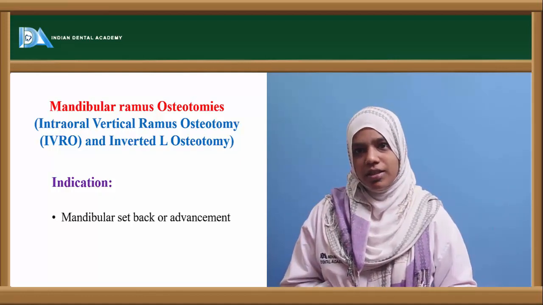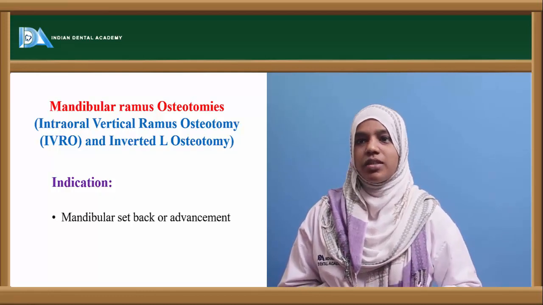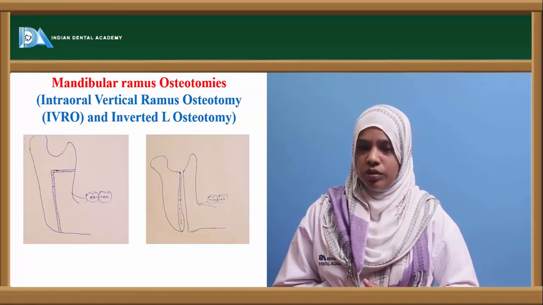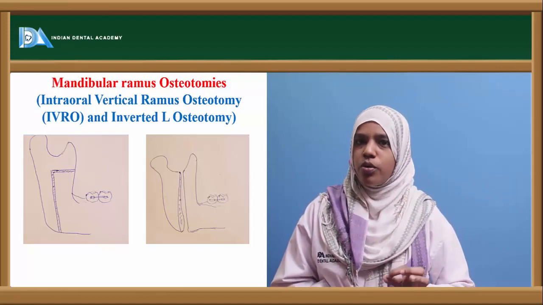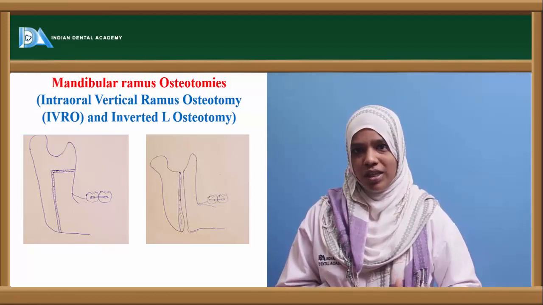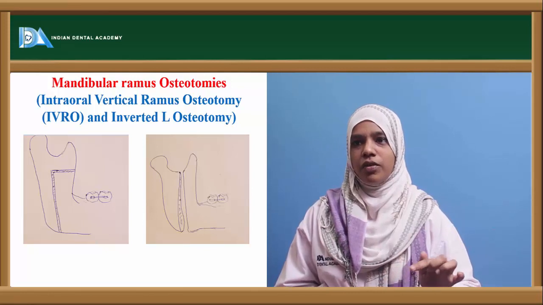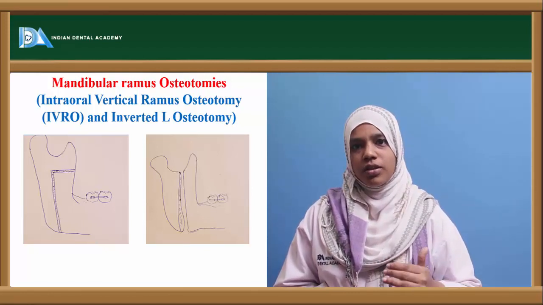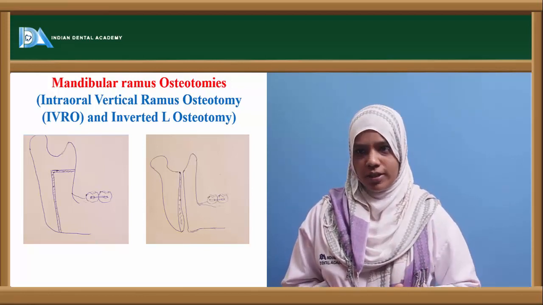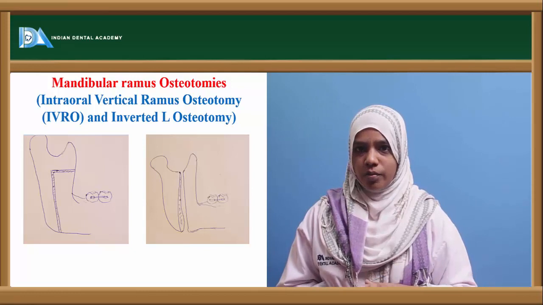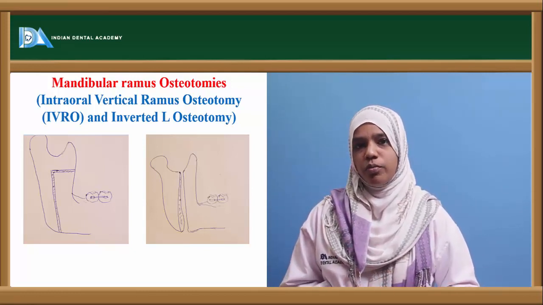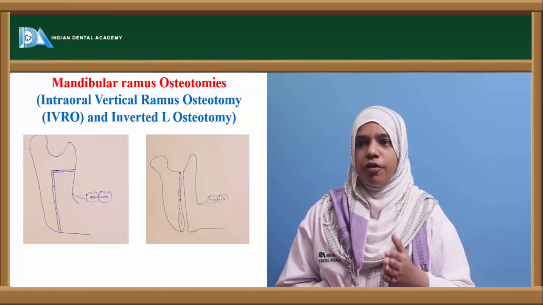Now the indication is, in this case you could do mandibular advancement as well as setback, both. In this procedure you will give an intraoral incision, more or less similar to the third molar incision. You can start from the first molar along the external oblique ridge, then go to the anterior part of the ramus. Then do a subperiosteal dissection, strip the pterygomasseteric sling, complete the subperiosteal dissection, expose the sigmoid notch, do medial dissection, lateral dissection.